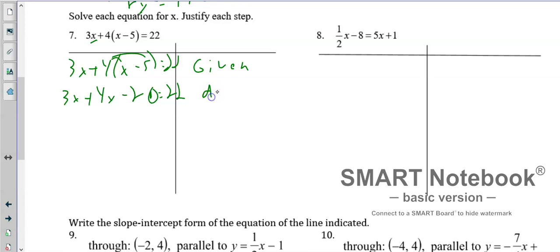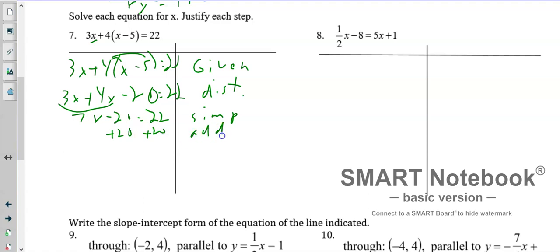What did I do? I distribute. You can abbreviate if you want. Join like terms, 7x minus 20 equals 22. I just simplified. Now I'm going to add 20 to both sides. Not too tough here. That's the addition property. That's going to give me 7x equals 42. I just simplified.